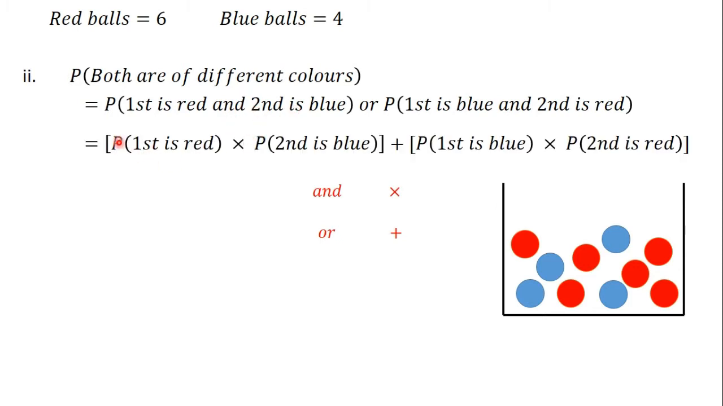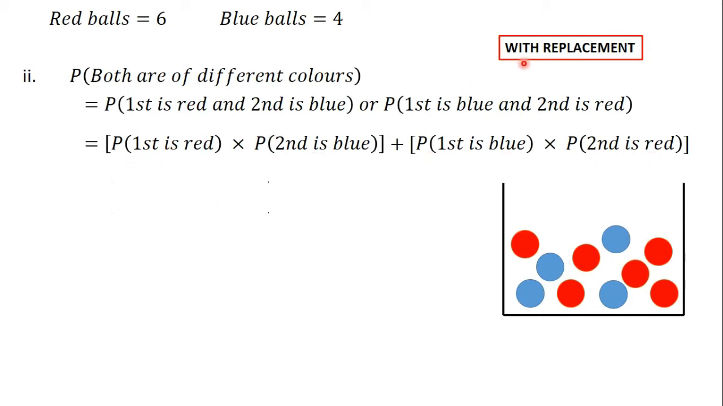Now this is going to give us probability that the first is red times probability that the second is blue. We have or here, so you bring the addition sign. Here we had and, so you replace it with multiplication. When you come here, probability that the first ball is blue times probability that the second ball is red. Now all we need to do is to first consider the first case, then we will also consider the second case. So let's begin with the first case.